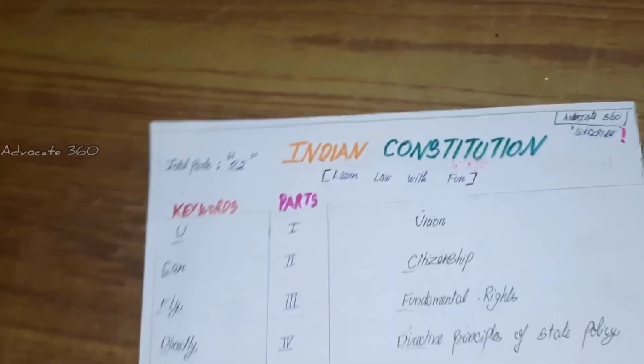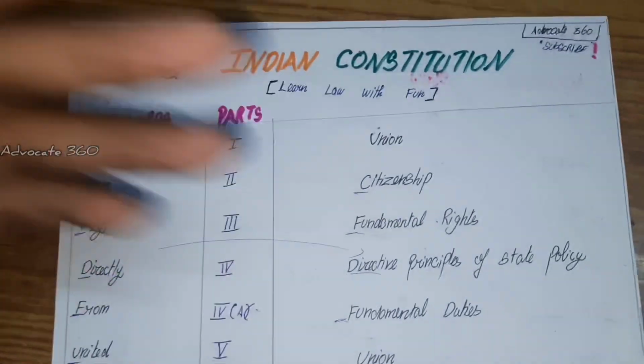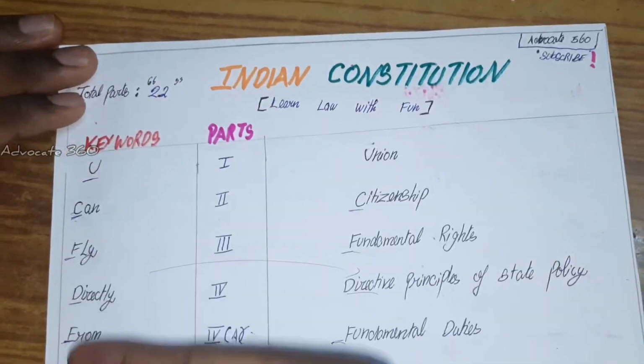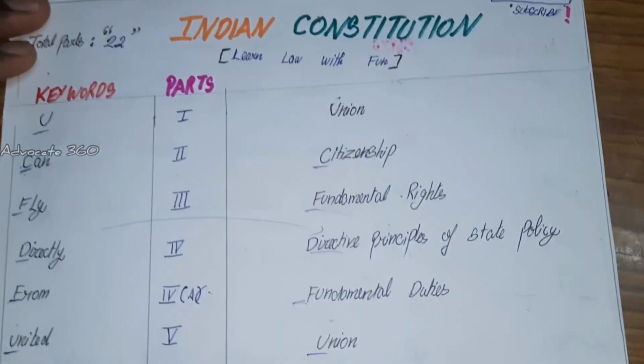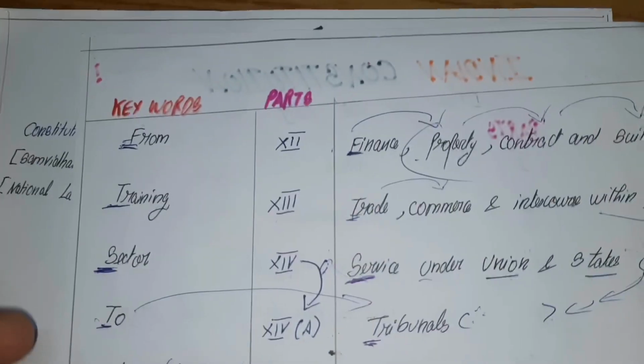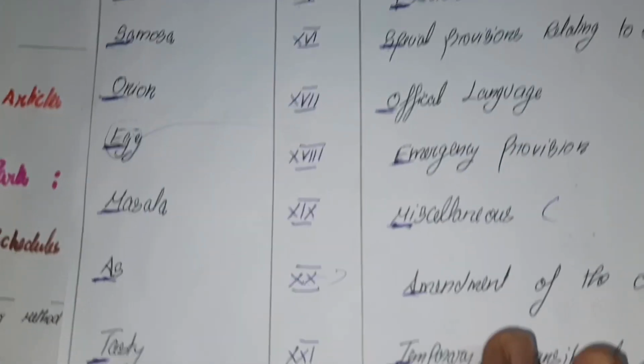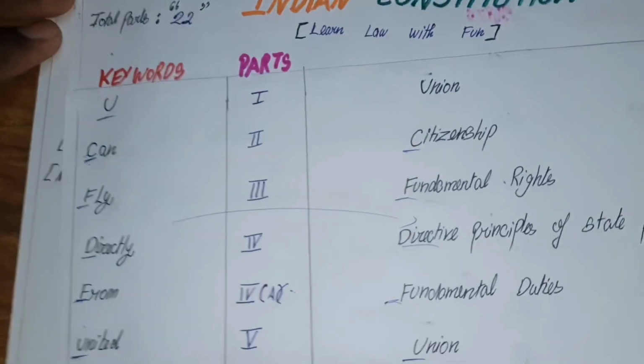This is a table which symbolizes the 25 parts of the Indian Constitution. This is the story: you can fly directly from the United States using paramilitary commando special rockets from training sector to eat samosa, onion, egg masala as tasty snacks, and these are the 25 parts and how they are symbolized. Let's discuss from the starting.